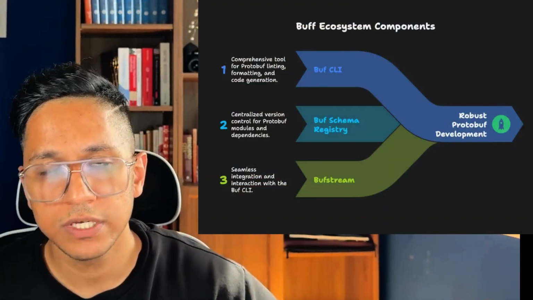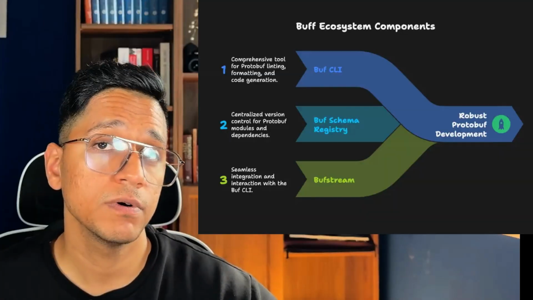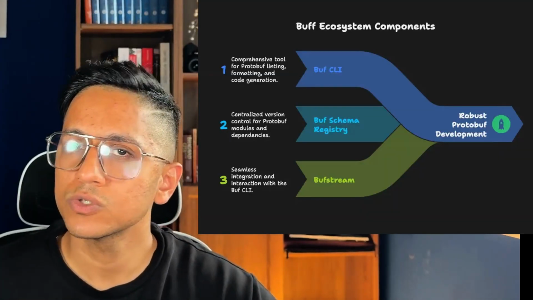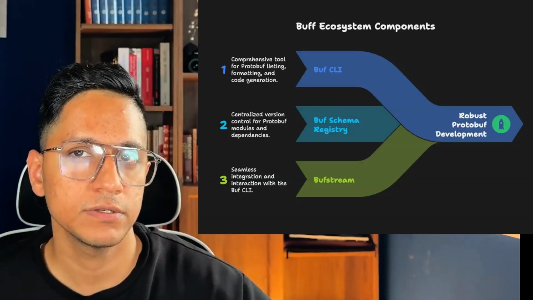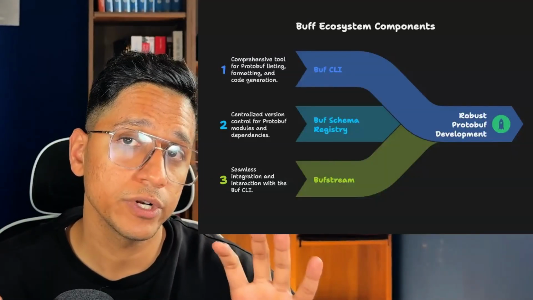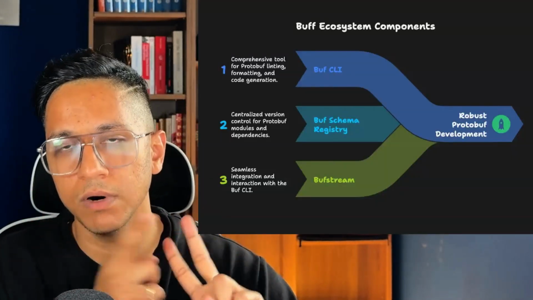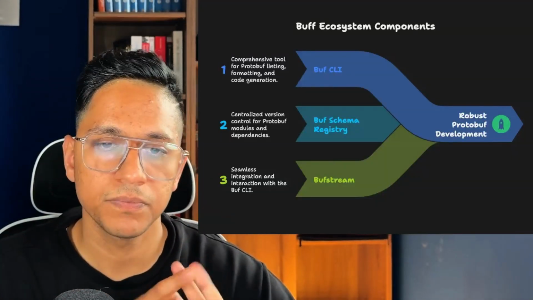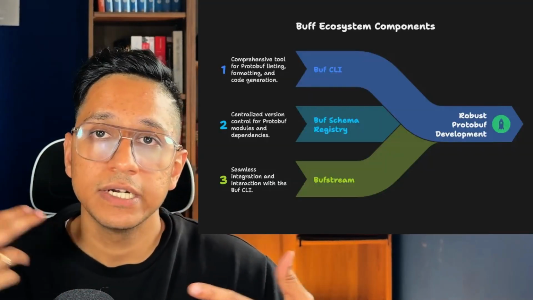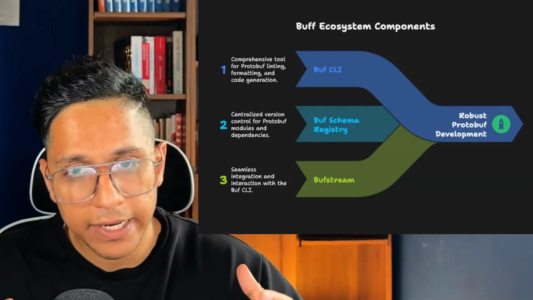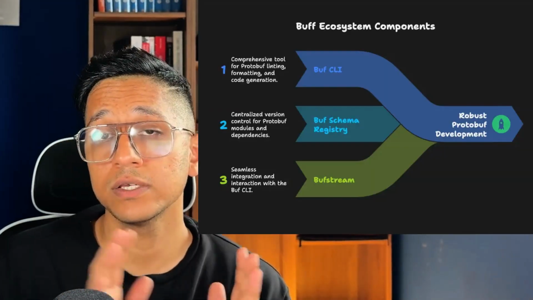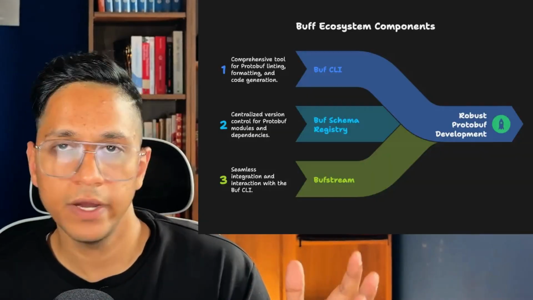Buf is a suite of tools that is built ground up to make Protobuf development robust, efficient, and developer-friendly. It addresses historical pain points and provides a comprehensive and reliable ecosystem. There are three main components that I would like to draw your attention to: the Buf CLI, the Buf Schema Registry, and Buf Stream. The Buf CLI provides commands for linting, formatting, detecting breaking changes, and compiling, also generating code, and so on.